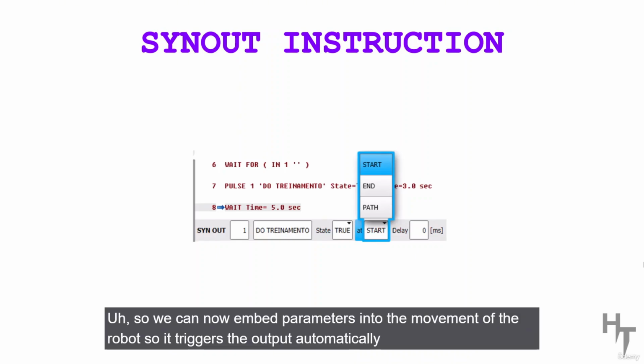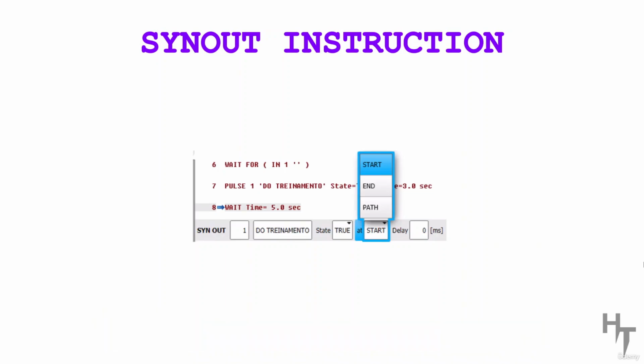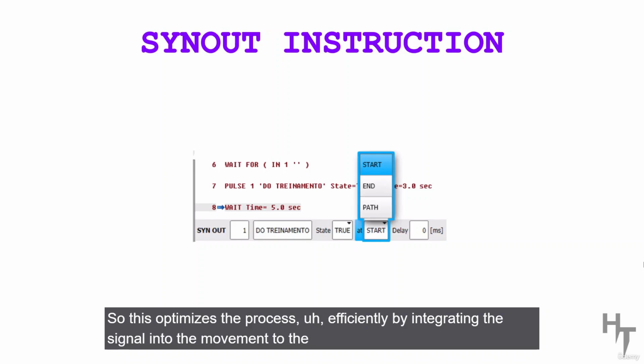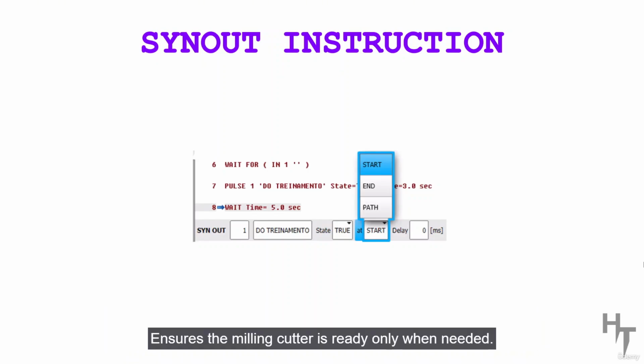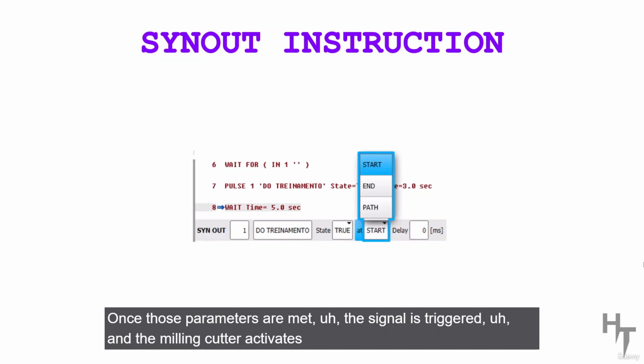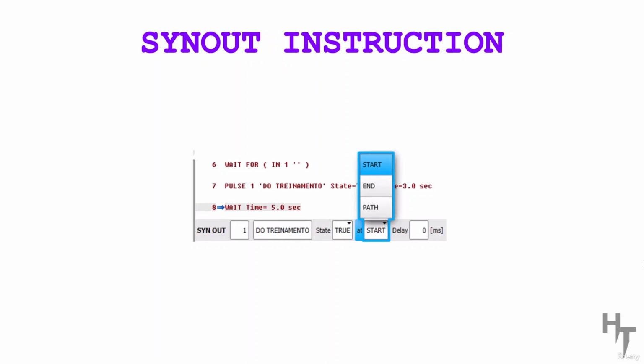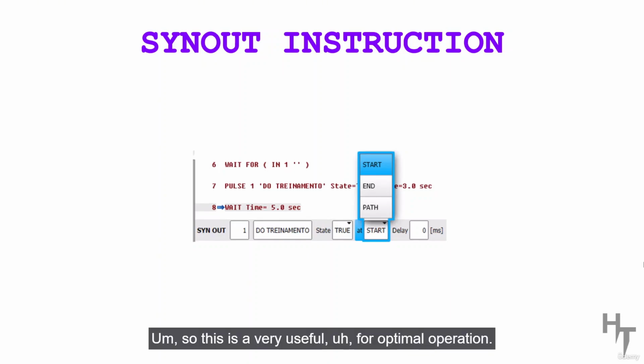So we can now embed parameters into the movement of the robot, so it triggers the output automatically as it comes toward the milling point. So this optimizes the process efficiently by integrating the signal into the movement. The robot ensures the milling cutter is ready only when needed. Once those parameters are met, the signal is triggered, and the milling cutter activates at full speed just at the moment when the robot arrives at a specific point. So this is very useful for optimal operation.